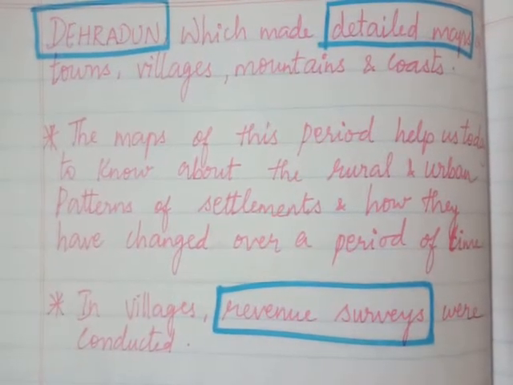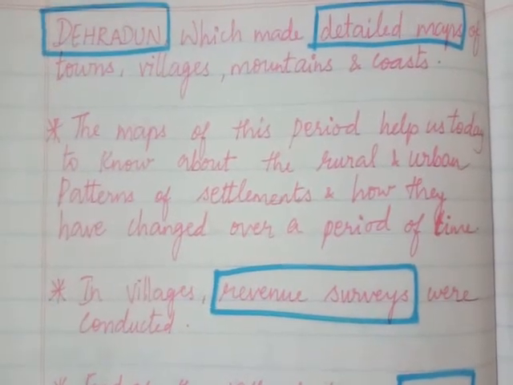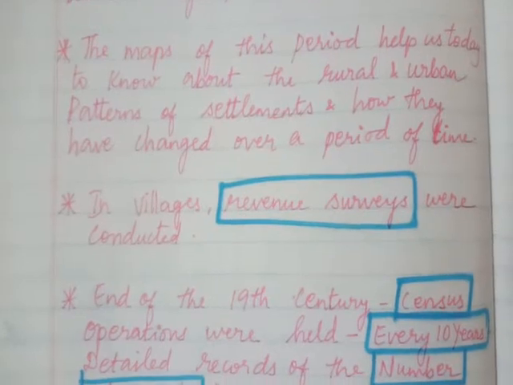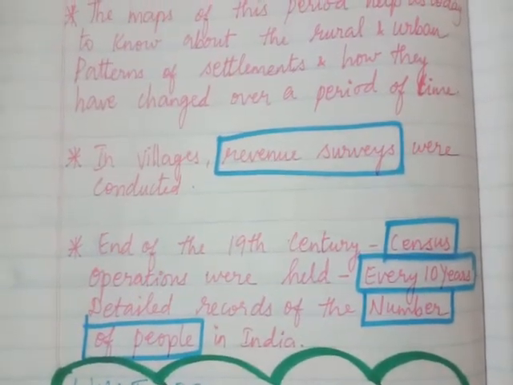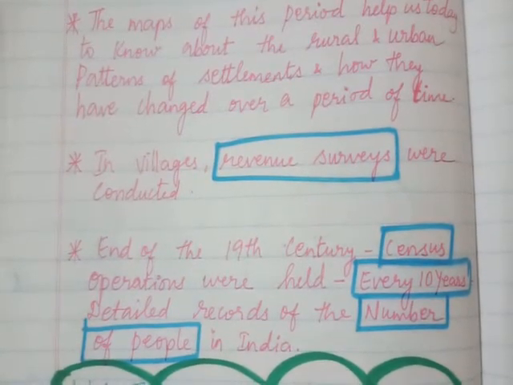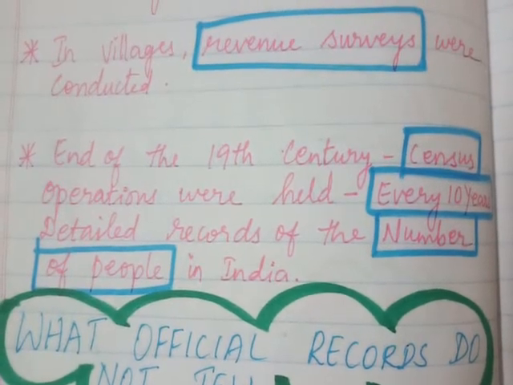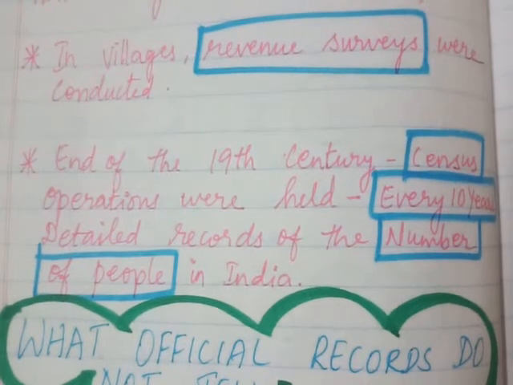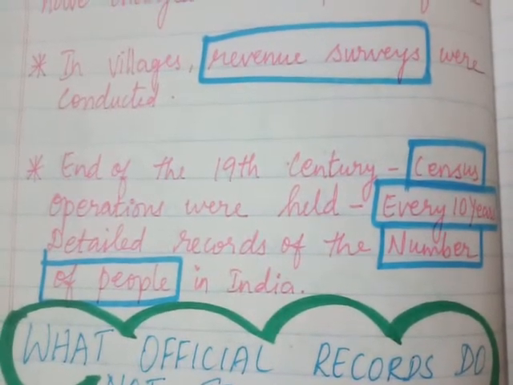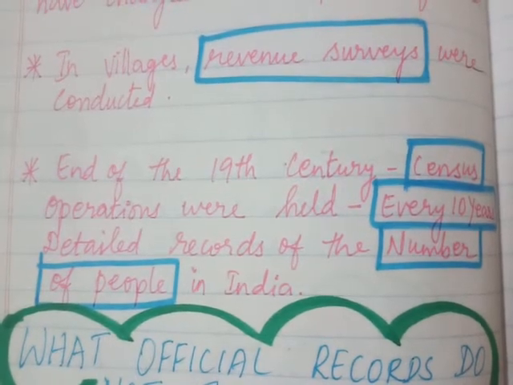The maps of this period help us today to know about the rural and urban patterns of settlements and how they have changed over a period of time. In villages, revenue surveys were conducted. And at the end of the 19th century, census operations were held every 10 years to keep detailed records of the number of people living in India. Census is important for us to know the number of people who are living in India, and also those who have migrated, and it is still followed. I want you to find out when the census is going to be held again. Okay, children?